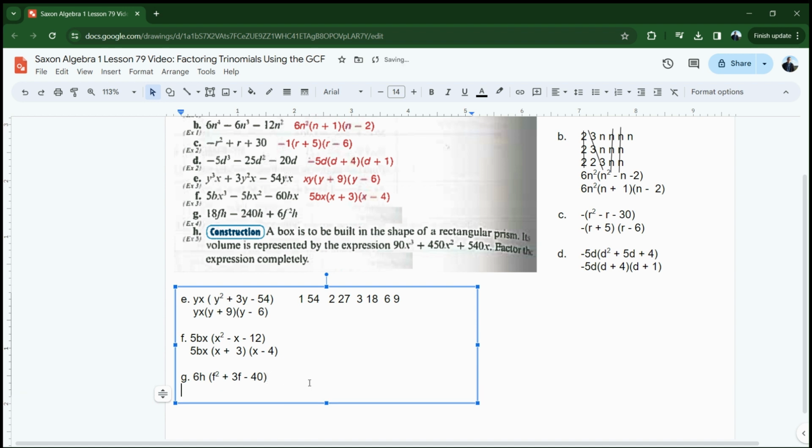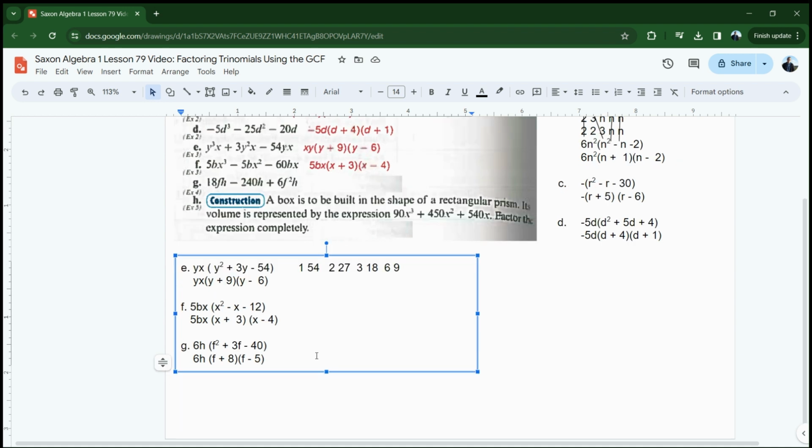Okay, so what I need to do here, 6H comes along for the ride. It's going to be F plus something, F minus something. What are the factors of 40 that differ by 3? 8 times 5 is 40, and 8 and 5 are 3 apart, so that's probably going to be it. This would be F plus 8, F minus 5. When I multiply that back together, it'll be F squared plus 3F minus 40. We got it.